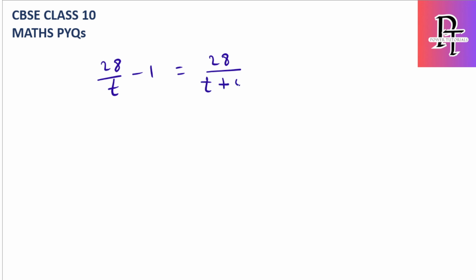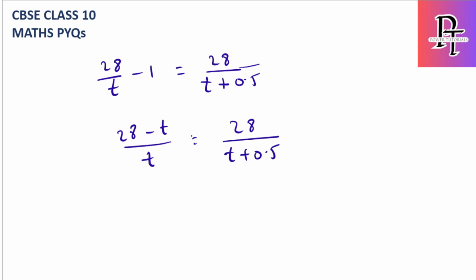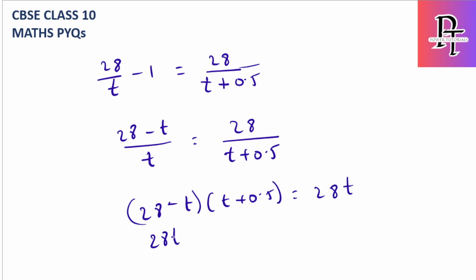I'll write it as 0.5 to make it much easier. Okay, now I can write this as (28 minus t) by t is equal to 28 by (t plus 0.5). Now let's cross multiply. It becomes (28 minus t) into (t plus 0.5) is equal to 28t. So it becomes 28t minus t square plus 28 into 0.5 is 14, minus 0.5t is equal to 28t. So 28t gets cancelled out.